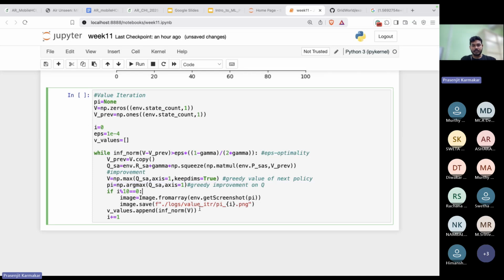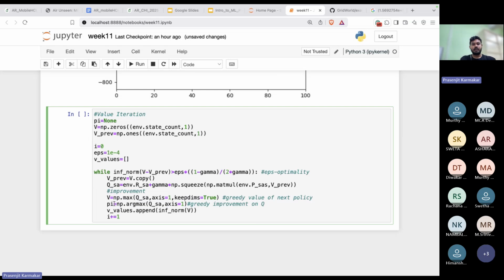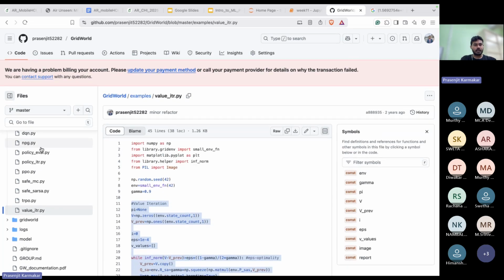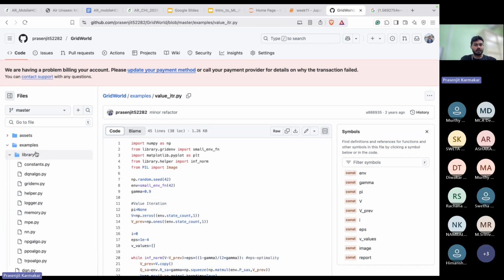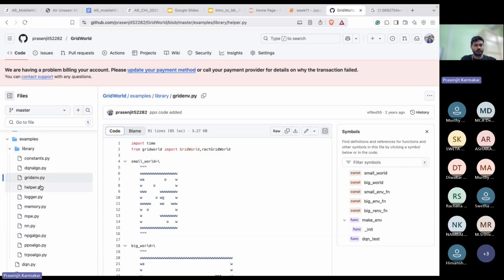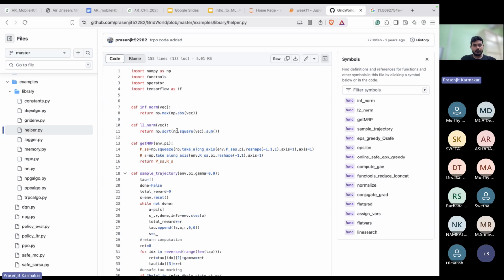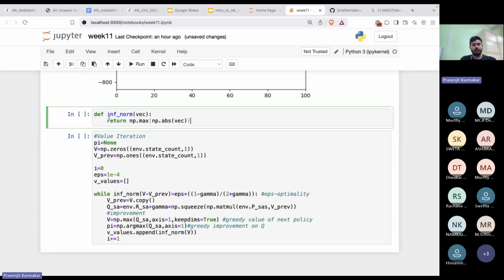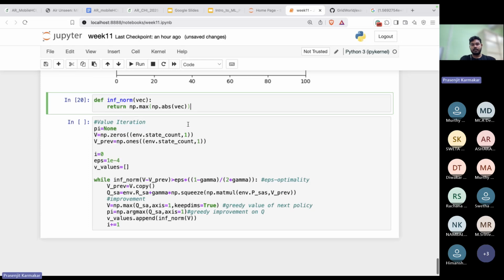Now this part is not necessary, saving all this. We are saving this value function infinity norm, fine. Let's also import infinity norm. It's within the helper function. Yeah, so we have the infinity norm now, and see, it is actually taking the absolute value and then the max.